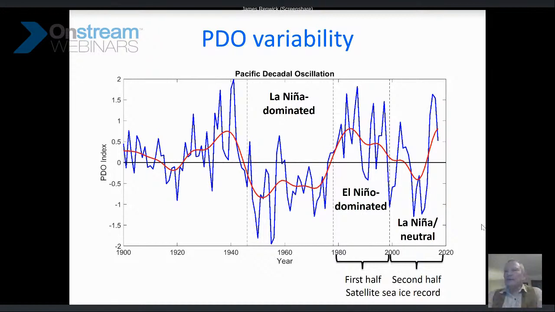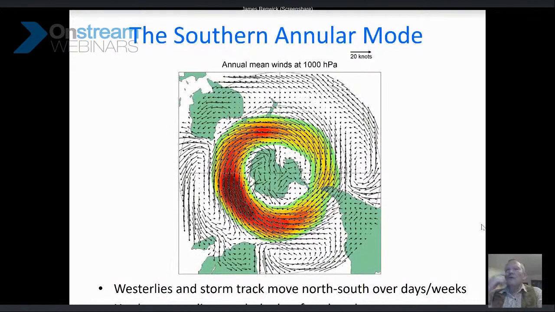The other thing I wanted to mention was the Southern Annular Mode, which is what controls the westerlies over the Southern Ocean. So this is the plot I showed before of the westerly winds and the storms. That's the colours, the number of storms. And this is the average pattern. We have the westerlies blowing around the Antarctic coast. But on a weekly to monthly timescale, this whole system concertinas in and out. So the westerlies and the storms move towards Antarctica for a few weeks and the winds get stronger.